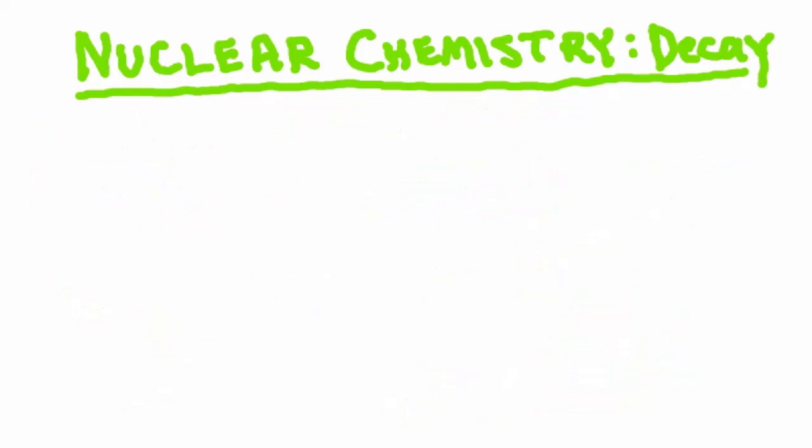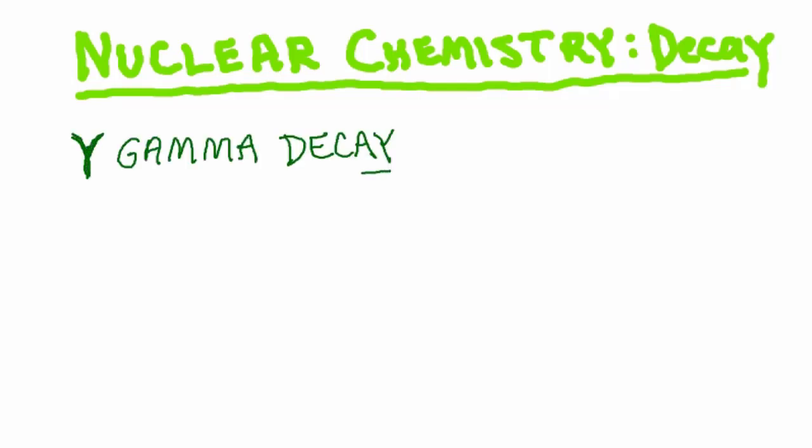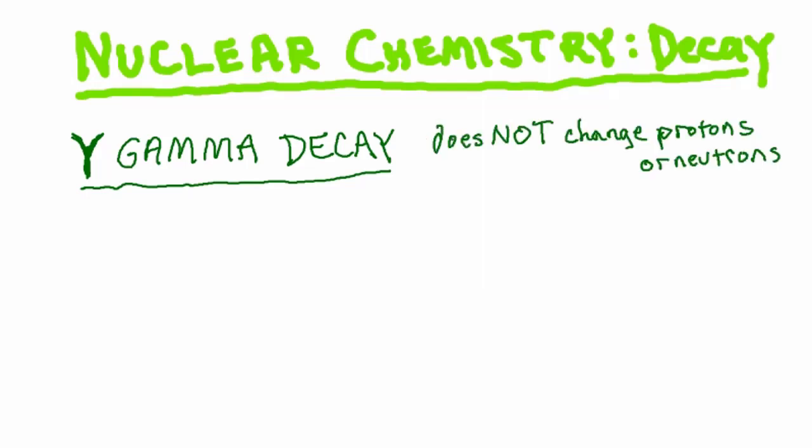Now the last type of decay that I need to talk about, and then we'll get to solving those practice problems, is gamma decay. And gamma is this little weird looking V thing. And gamma decay is a bit different because it doesn't change the protons or the neutrons. So it does not change protons or neutrons. So what does it do then?